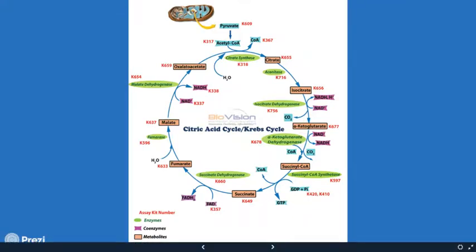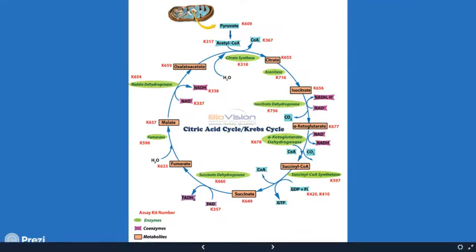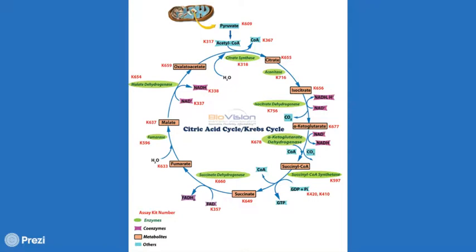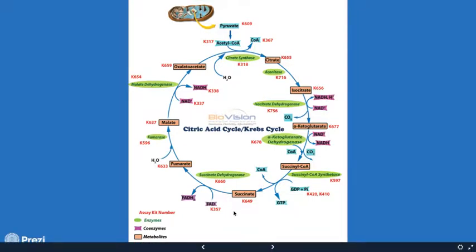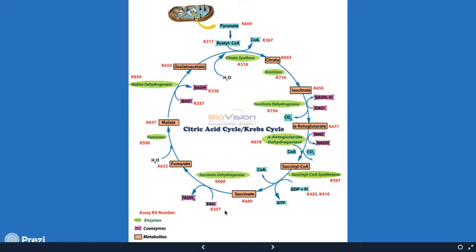So the FAD now is going to be reduced to FADH2, and both of these will serve as electron carriers for us. We'll show you what those electron carriers do at a later time. Notice here, we're not producing a lot of ATP. The job of the citric acid cycle isn't to produce a lot of ATP. It's to get rid of the carbon dioxide, get rid of that carbon waste product, and to charge up our NAD and FAD coenzymes.